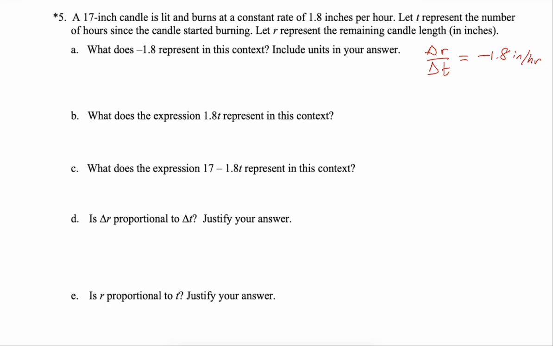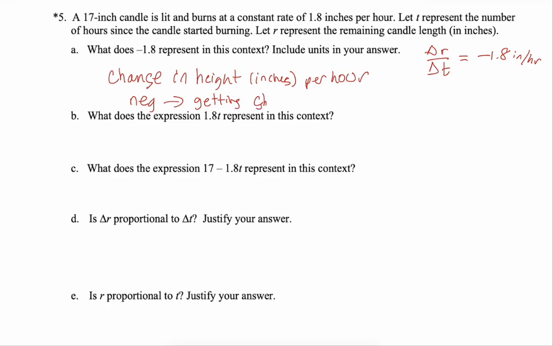So the negative 1.8 represents, in this context, the change in the height in inches per hour. And it's negative because it's getting shorter. Okay, so that's the main takeaway there. I noticed that a lot of people were not including the negative. They would see the positive 1.8 there, but when they actually made the equation, they weren't making that negative. So be careful with that.